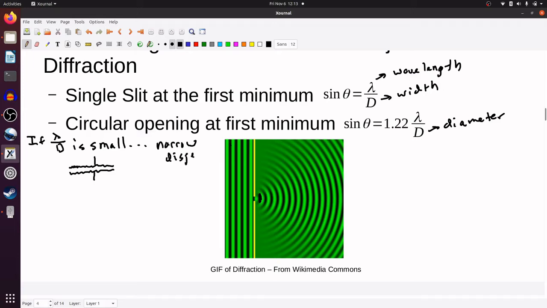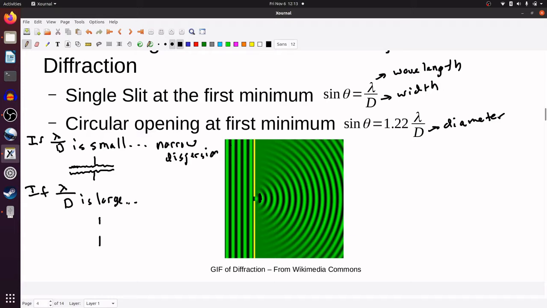And the reasoning is, and you'll learn about this in physics too, that electromagnetic waves, like light waves, are also particles. It's called particle wave duality. And because of it, you could think of the individual particles just aren't big enough to be diffracted through that little slit. Now, the opposite is going to occur if lambda over d is large.